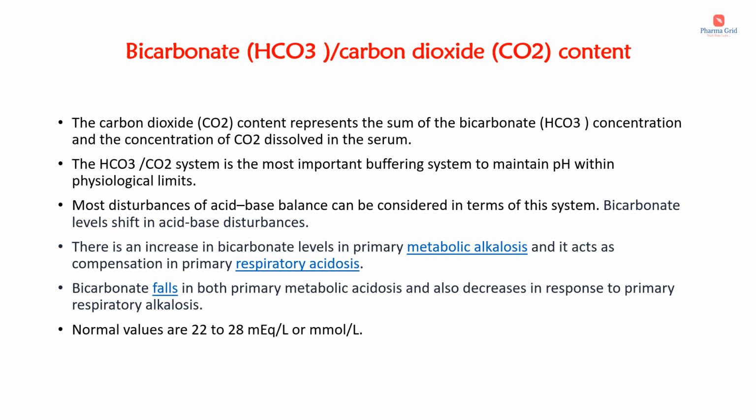Bicarbonate levels shift in acid-base disturbances. There is an increase in bicarbonate levels in primary metabolic alkalosis and it acts as compensation in primary respiratory acidosis. Bicarbonate falls in both primary metabolic acidosis and also decreases in response to primary respiratory alkalosis. Normal values are 22 to 28 milliequivalent per liter or millimole per liter.